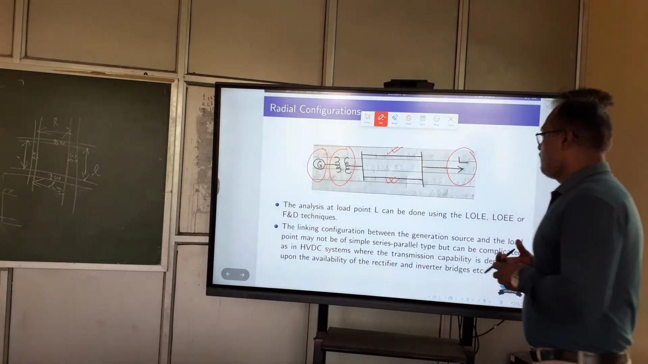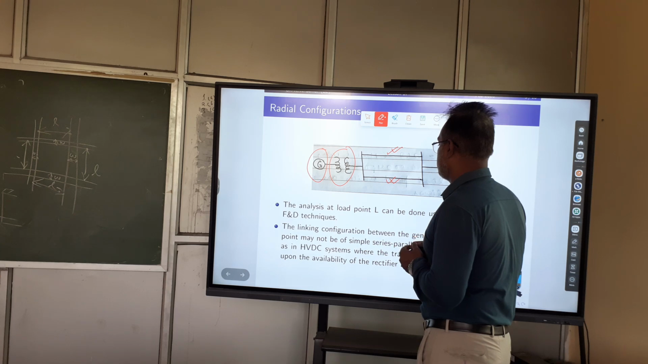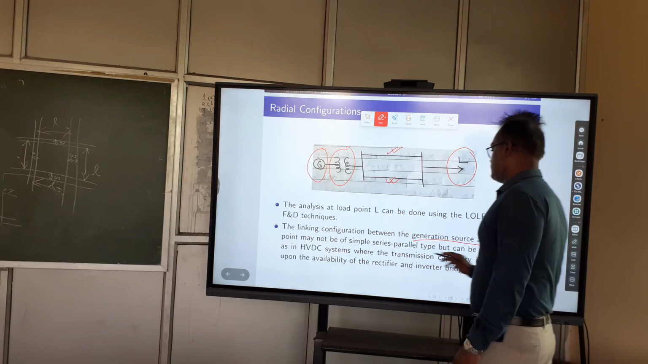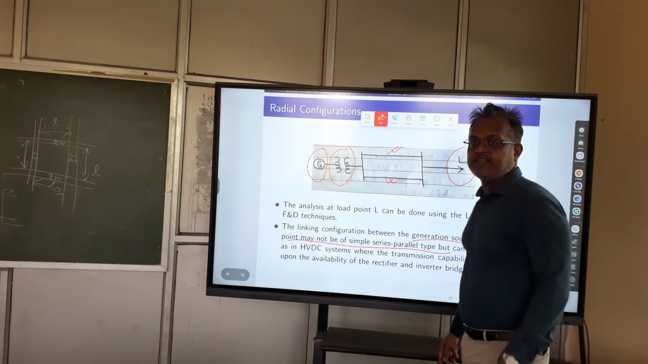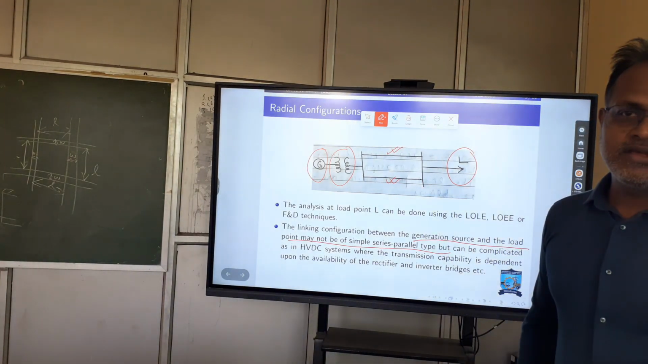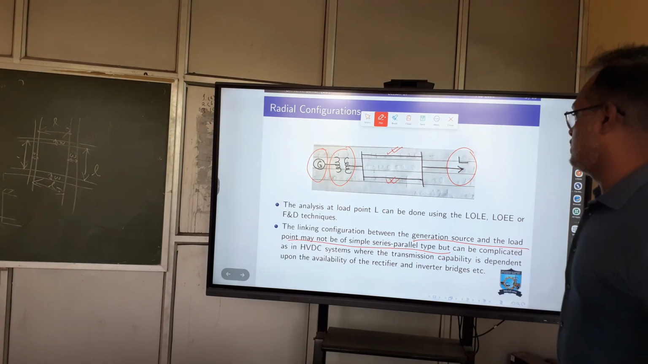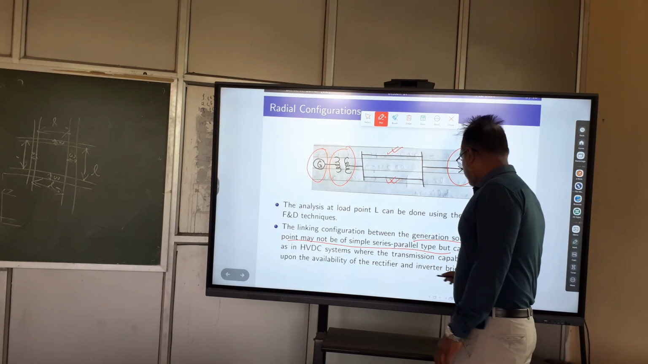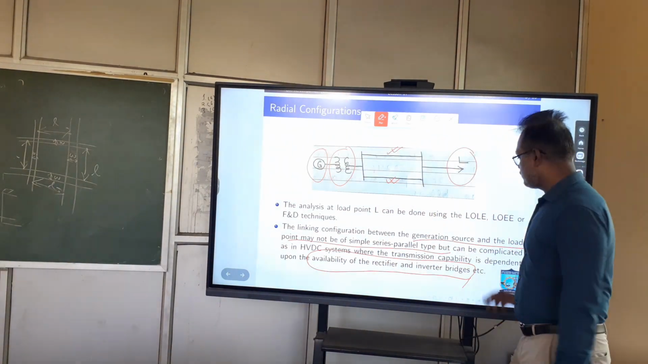The analysis at the load point here can be done using these approaches. The linking configuration between the generation source and the load point may not be a simple series parallel type, but can be complicated as an HVDC. When you say reliability evaluation of HVDC systems, it will be complicated because of the involvement of converters, where transmission capability is dependent upon the availability of rectifier and inverter bridges. So it becomes complicated. It is not part of the syllabus.